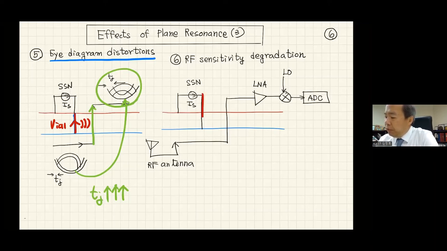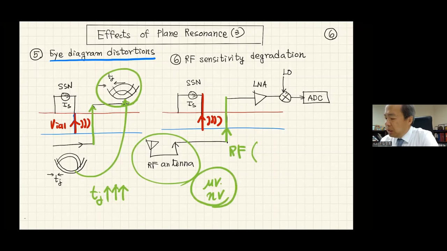Here is another case. If we have a via, then noise will be coupled to the adjacent via. If this is the RF signal trace, and we have an antenna, the received signal amplitude might be in the microvolt or nanovolt range, extremely small. A satellite is sending electromagnetic waves to your car or to your smartphone, especially for GPS. The GPS satellite sends an electromagnetic wave, and at your antenna the voltage amplitude might be in a range of microvolt or nanovolt or picovolt. In order to do the digital signal processing, we need to bring this to a voltage level.